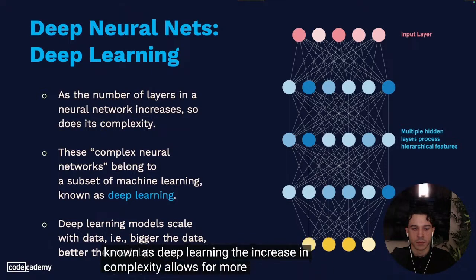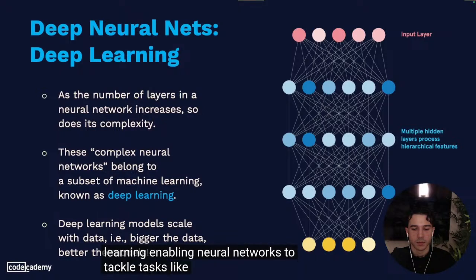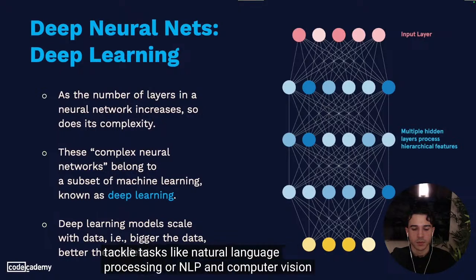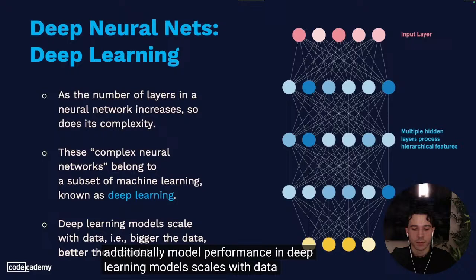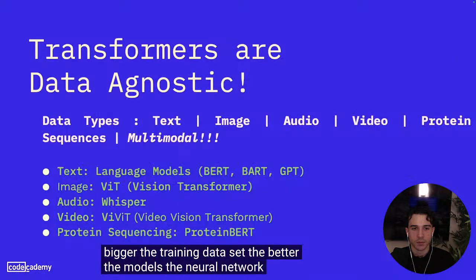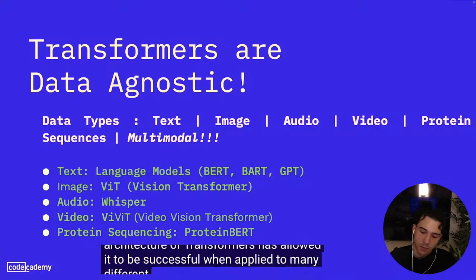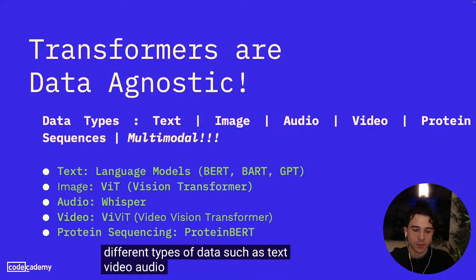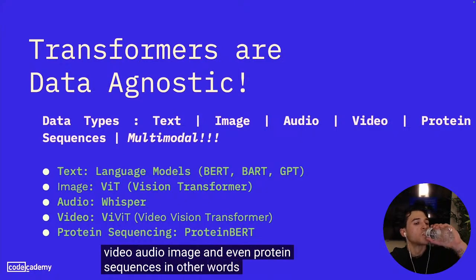The increase in complexity allows for more intricate learning, enabling neural networks to tackle tasks like natural language processing, or NLP, and computer vision. Additionally, model performance in deep learning models scales with data, so the bigger the training dataset, the better the models. The neural network architecture of transformers has allowed it to be successful when applied to many different types of data, such as text, video, audio, image, and even protein sequences. In other words, they're data agnostic.